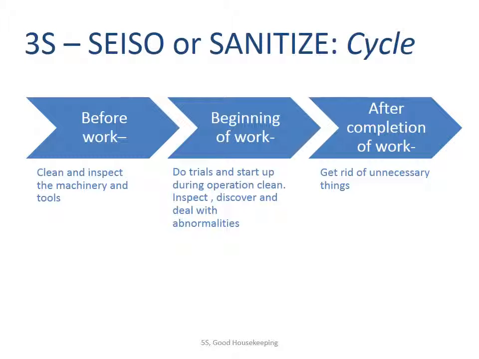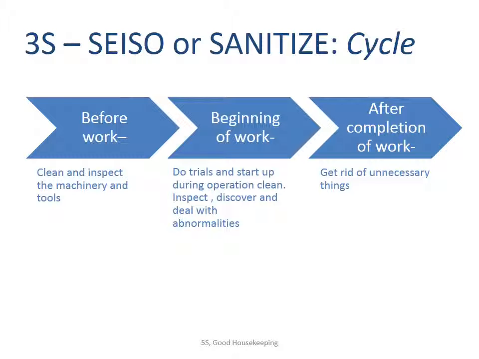So what you do to ensure that the CSO sanitization cycle happens, maybe you need to create a system by which each and every employee, each and every worker, each and every person who is handling any type of machine, including a big CNC machine or a press or a 100-ton press or even much bigger than that, or even the smallest, maybe a computer or a laptop or even a mobile phone, they have to have a system by which they clean before work, clean and inspect the machineries and tools. At the beginning of the work, do trial startup. During operation, clean, inspect and discover and deal with the abnormalities.